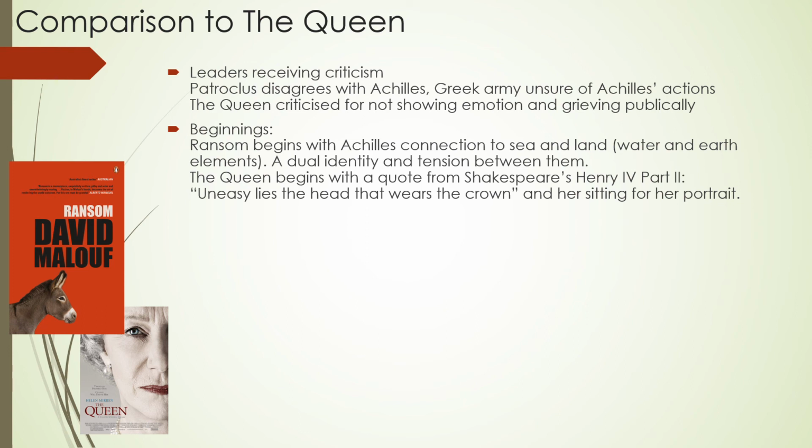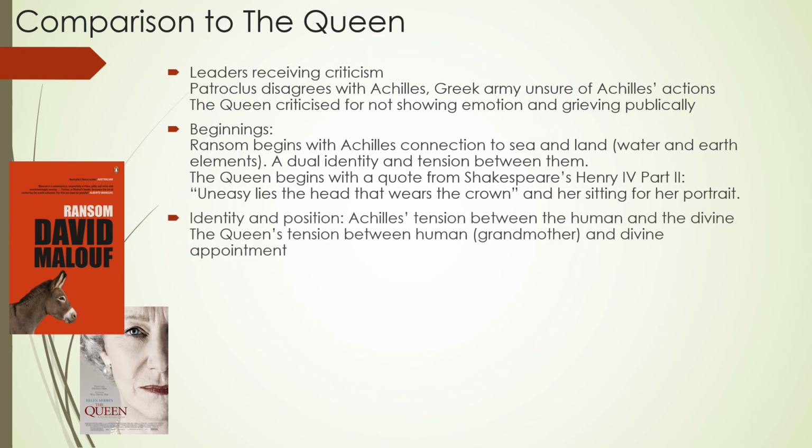The beginnings are interesting here. Ransom begins with Achilles' connection to sea and land. So that's that elements thing. So it's a dual identity. And The Queen begins with a quote from Shakespeare's Henry IV, "Uneasy lies the head that wears the crown," and her sitting for her portrait. Sitting for her portrait is quite a regal thing. This is what the royals do. They sit for a portrait. It's not a very human, common person thing to do. So it doesn't quite have the same tension that Achilles is feeling at the start. It has a very elevated feeling that the Queen is doing what she's meant to do. She's not acting as a mother or a grandmother or a real person or a common person.